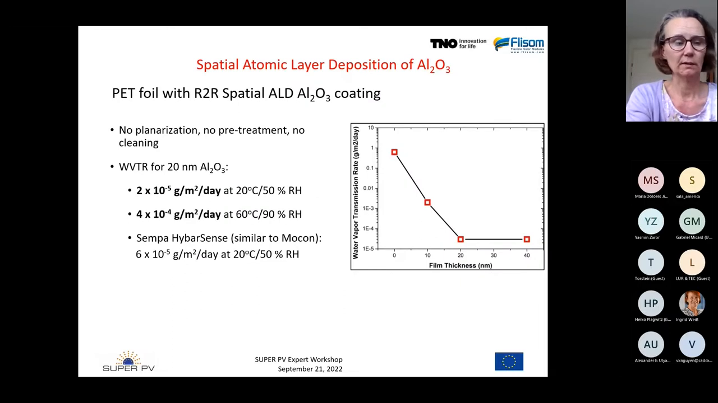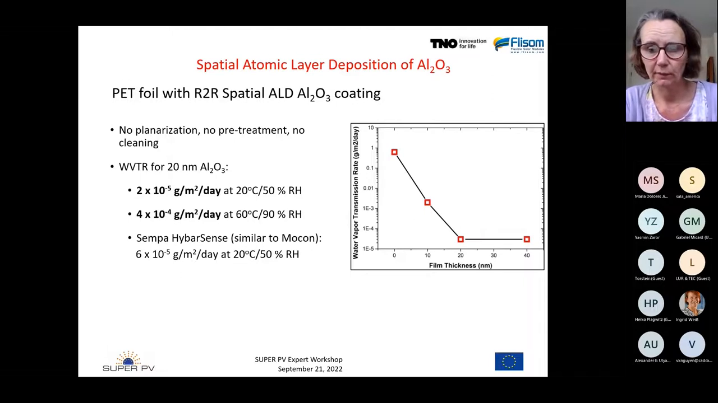The technology used for this project, of course, was first checked on barrier properties by means of these WVTR measurements, water vapor transmission rates. This graph shows our own measured data of the WVTR measurements on different thicknesses of this layer. And as you can see, we can reach between 10 to the minus 4, 10 to the minus 5 with layers already of 20 nanometers and thicker.